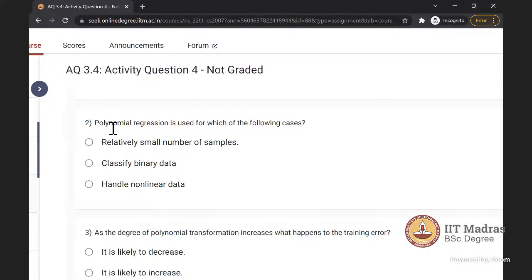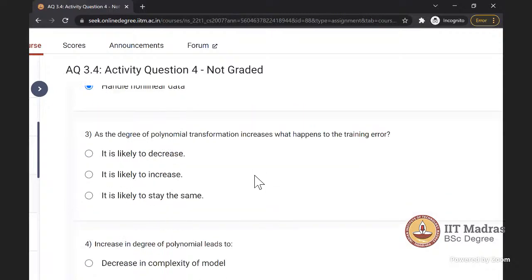First one is relatively small number of samples. If we apply polynomial regression on a small number of data points, we are going to definitely get overfitting. So the third one is the best one.